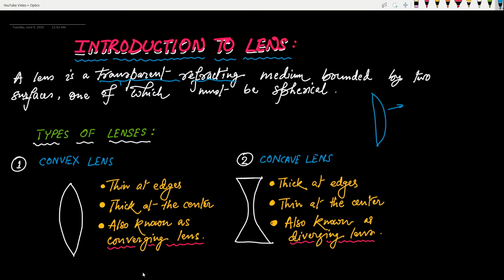Don't worry, I'll be explaining which one is plano-convex and which one is plano-concave, but you need to understand the definition that it is a transparent refracting medium bounded by two surfaces, one of which must be spherical. That is, both of the surfaces may or may not be spherical, but at least one should be spherical. Okay, this is clear? This is all about the definition of lens. Now let's move forward and see the different types of lenses that exist.